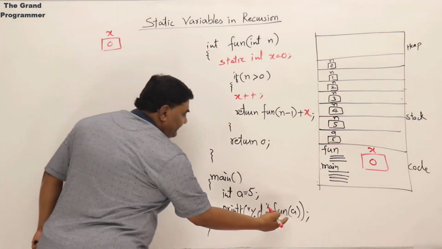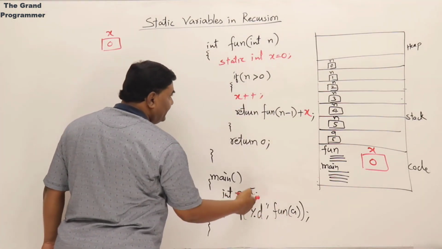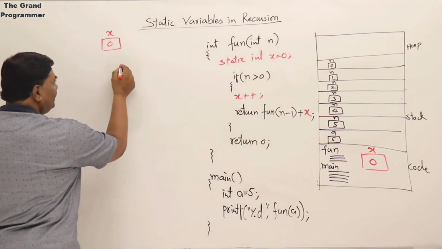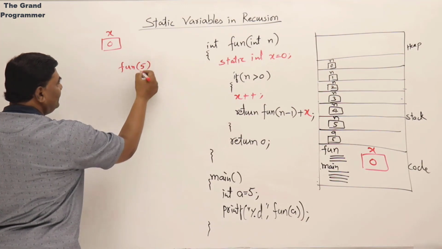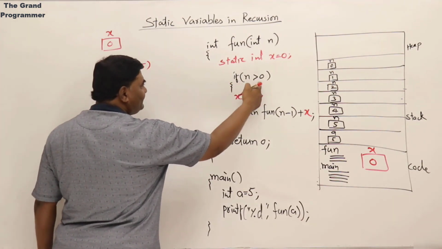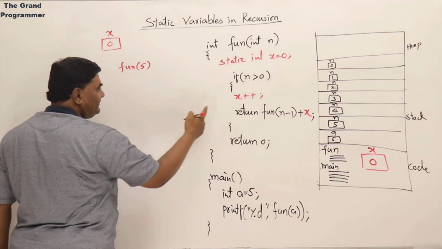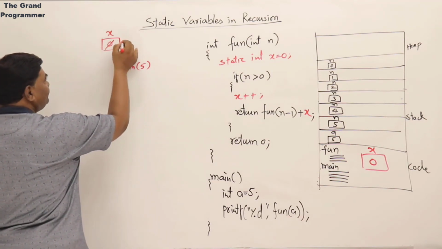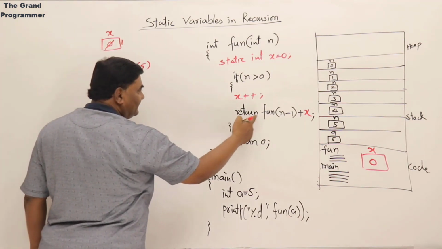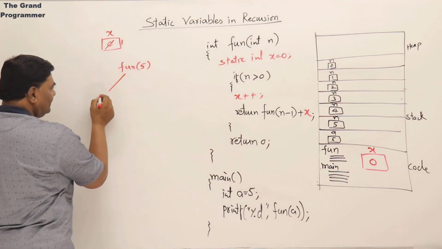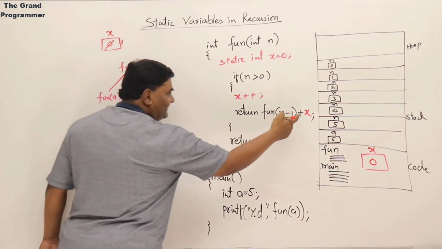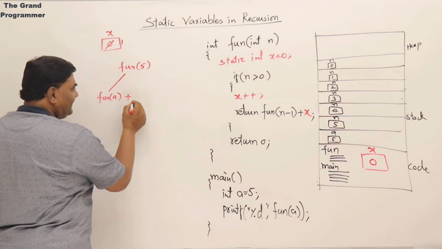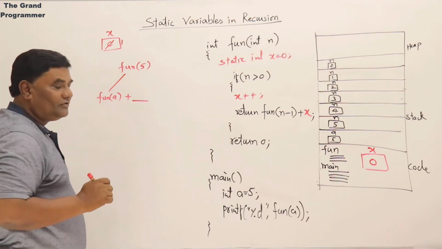Now let us start. First time the function is called by passing value 5, so n value is 5. First time fun of 5. Then if n is greater than 0, yes, it is greater than 0, x plus plus, this x becomes 1. Then call itself fun of 4 plus this x will be added at returning time, so use it at returning time, don't use it now.